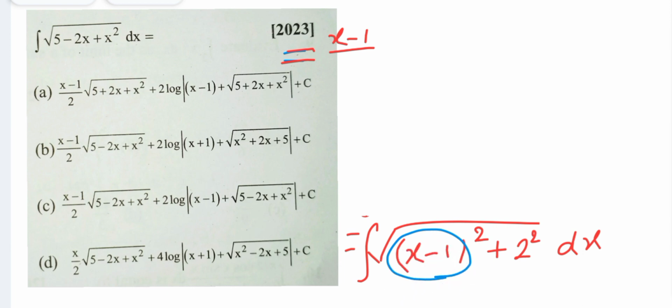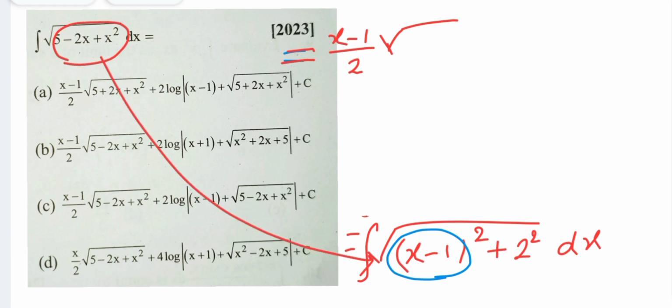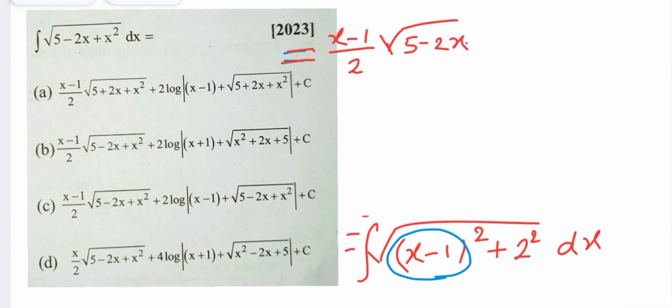So x minus 1 upon 2 root over x square plus a square, where x square plus a square means whatever it is there. We have simplified this term only, and written it in this form, so the same thing will be there, that is 5 minus 2x plus x square. Or you can write it as x minus 1 whole square plus 2 square, and you will get the same thing after simplification. So I am writing directly to save my time. So x upon 2 root over x square plus a square is done.